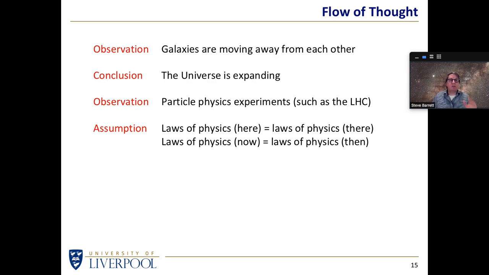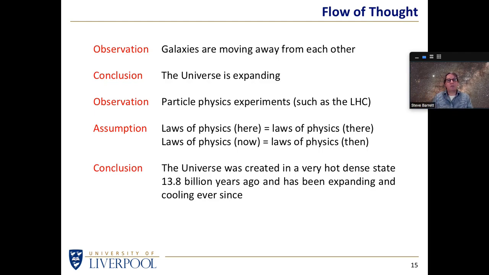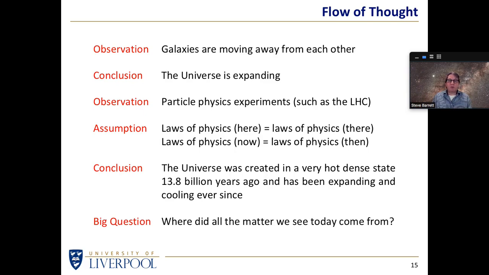And by observing the universe and observing some Earth-based experiments, we can start to draw conclusions. And we conclude that the universe was born in a very hot, dense state, we call it the Big Bang, 13.8 billion years ago, and has been expanding and cooling ever since. So the big question is, where did all the matter we see today come from? We look out into the universe, and within the observable universe, which is something of order 100 billion light years across, we see 1 trillion galaxies which contain hundreds of billions of stars and a whole load of gas and a whole load of dust. Where did all of that mass that we see come from?